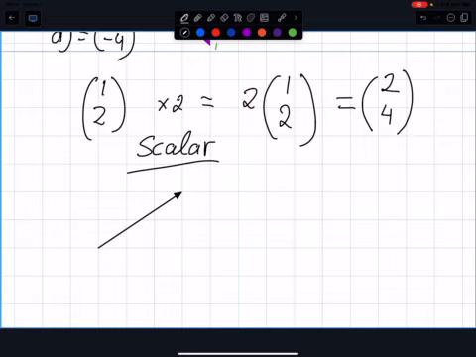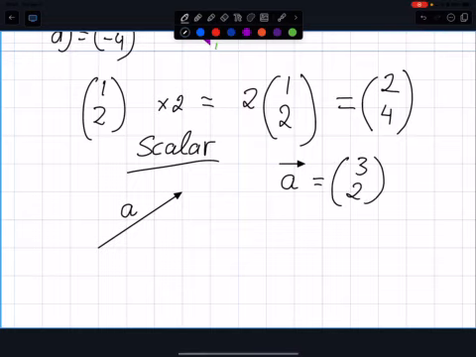So, what happens now? They name the vector. For example, this vector, the black line, is A. Counting 1, 2, 3 across and 1, 2 up, we know that the vector A is 3, 2.